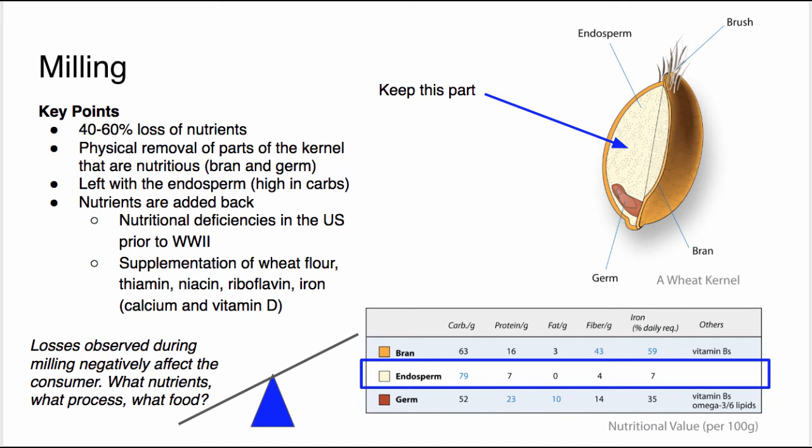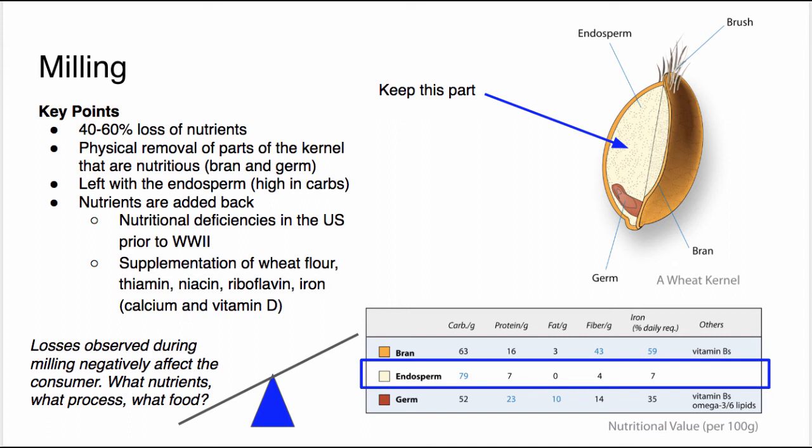Pre-World War II, there were actually quite a bit of nutritional deficiencies in the US, and regulations were brought in to supplement wheat flour with some of the things that were being lost: thiamine, niacin, riboflavin, iron, calcium, and vitamin D.